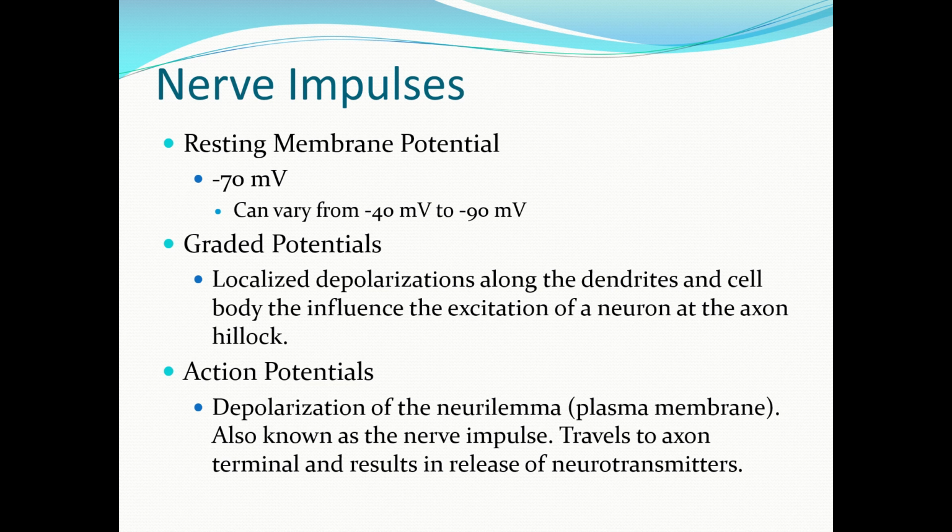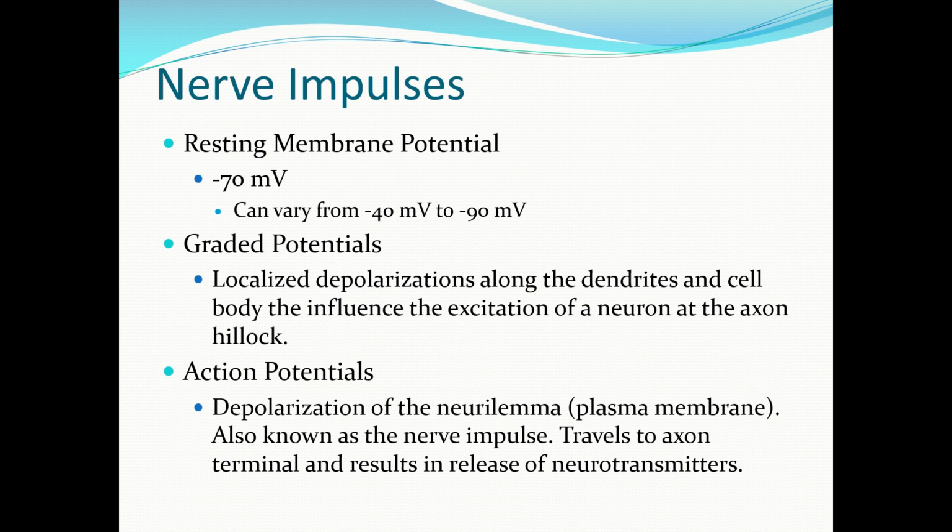These are those localized depolarizations, and this is similar to the end plate potential that was talked about in the muscle chapter. So graded potentials are localized depolarizations that occur along the dendrites and the cell body, and they will influence the excitation of a neuron at the axon hillock. If they are excitatory, they will bring the axon hillock towards threshold and will initiate an action potential. If they are inhibitory, they will take the axon hillock away from the threshold, and they will then prevent an action potential from occurring. So graded potentials are very important in the behavior of a neuron.